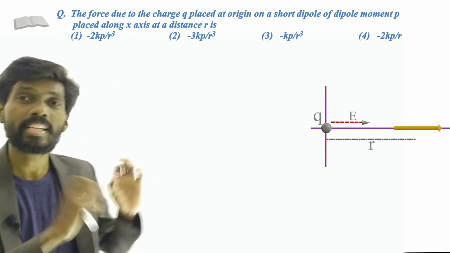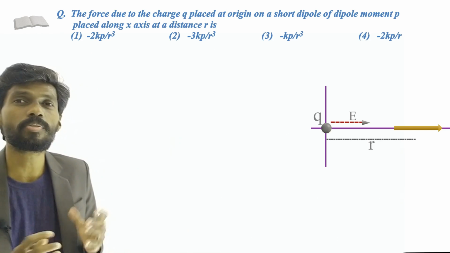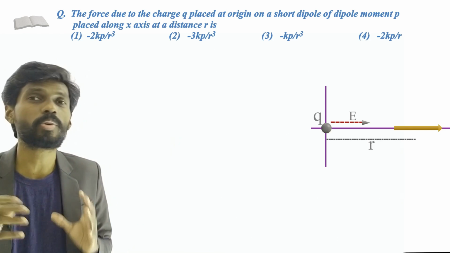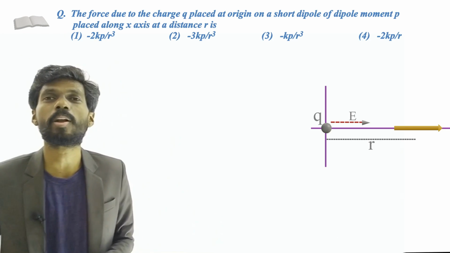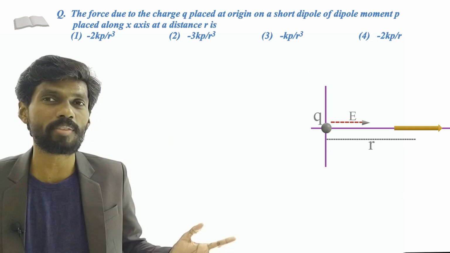See, here the electric field is not uniform, because the electric field due to a point charge has the formula kq divided by r square, which depends on the distance, so it is a non-uniform electric field. We have written a formula for the force on a dipole due to a non-uniform electric field, so let us use that formula.